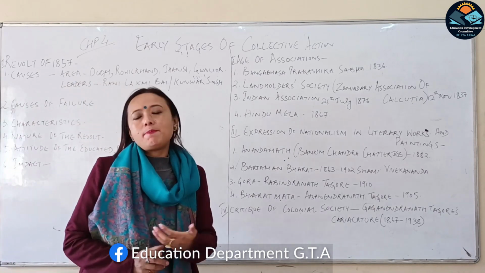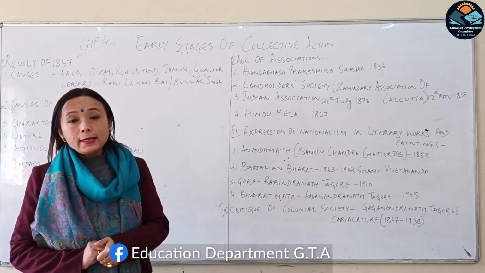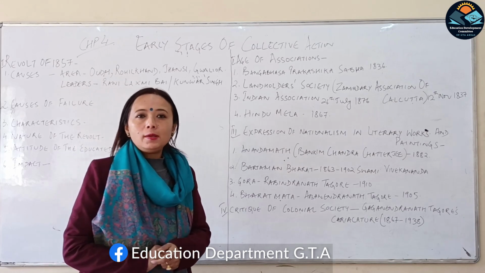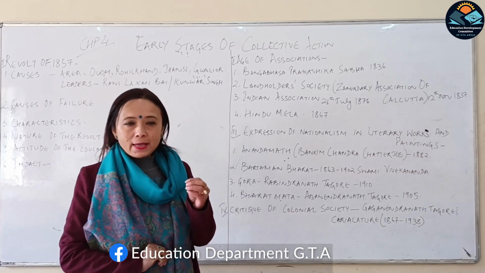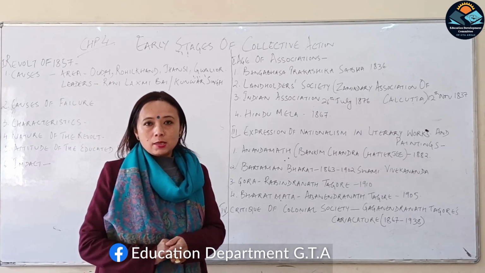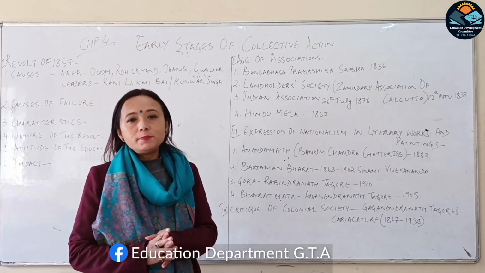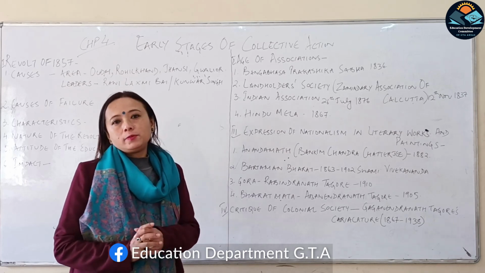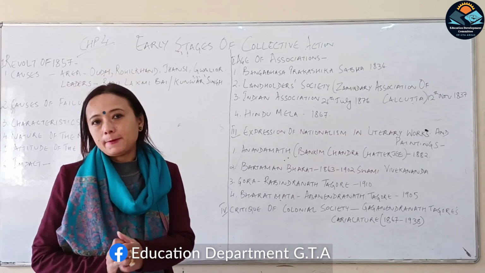Now, the immediate impact, the result of the revolt of 1857, was the end of the Company's rule, that is the East India Company's rule in India, and the transfer of power to the British Crown. Now, by the Act for the Better Government of India, August 1858, the power was transferred to the British Crown and the Company's rule in India came to an end. The title of Viceroy was added to the designation of the Governor General of India.